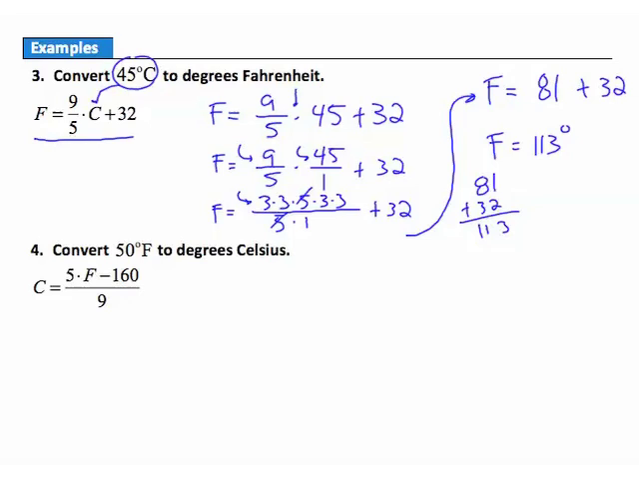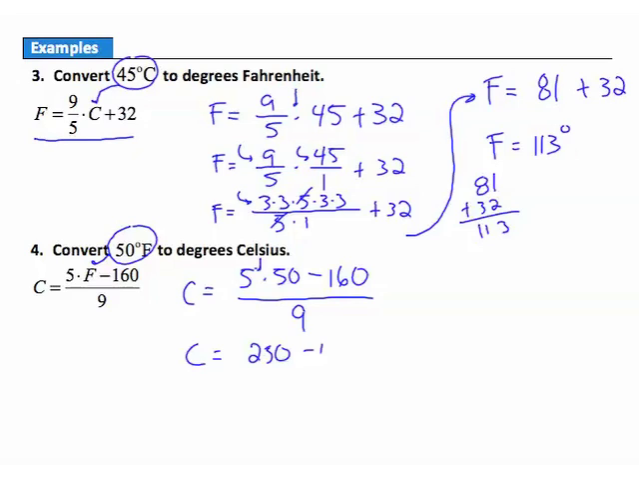Example 4. Convert 50 degrees Fahrenheit to degrees Celsius. So we're going to take this 50 degrees Fahrenheit and plug it into that formula for F. So C is going to equal 5 times, and then that's going to be 50 degrees minus 160, and that's all going to get divided by 9. Following the order of operations, we would want to do this multiplication up here first. So 5 times 50, 5 times 5 is 25, so 5 times 50 is 250 minus 160 over 9.